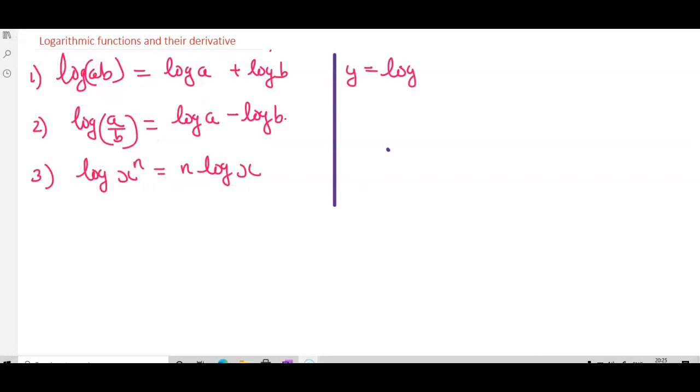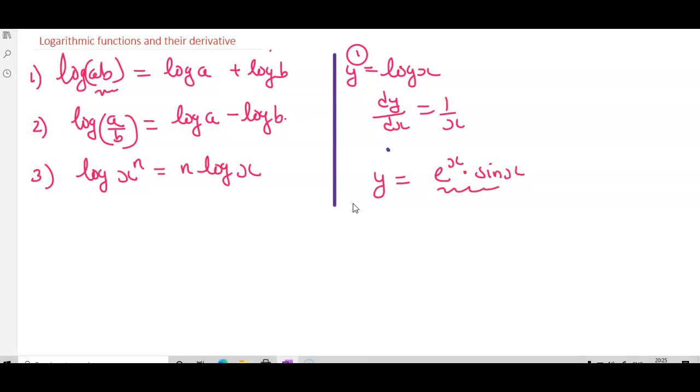Let us see what is the derivative of log x. It is dy by dx, 1 upon x. I take it as question 1. But if it is like this, y is equal to e to the power x into sine x, I have to apply this formula. For applying this formula, I have to take log on both sides.